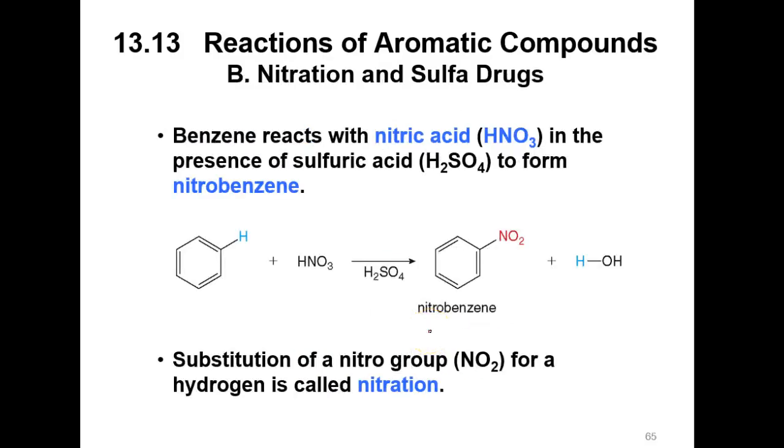Okay, nitration. This is kind of a huge thing. Nitro compounds are explosive. Have you guys heard of TNT? Of course you guys heard of TNT. Who hasn't heard of TNT? Do you want to know what this stands for? It stands for trinitrotoluene.